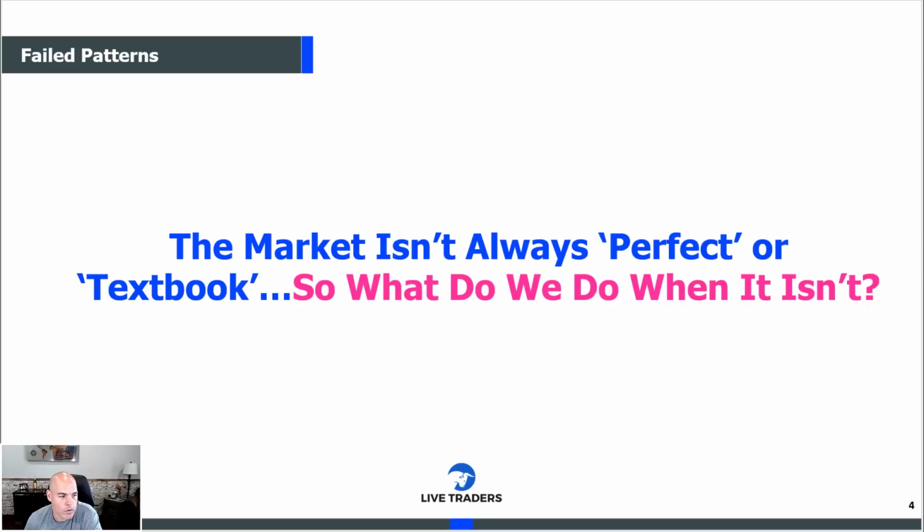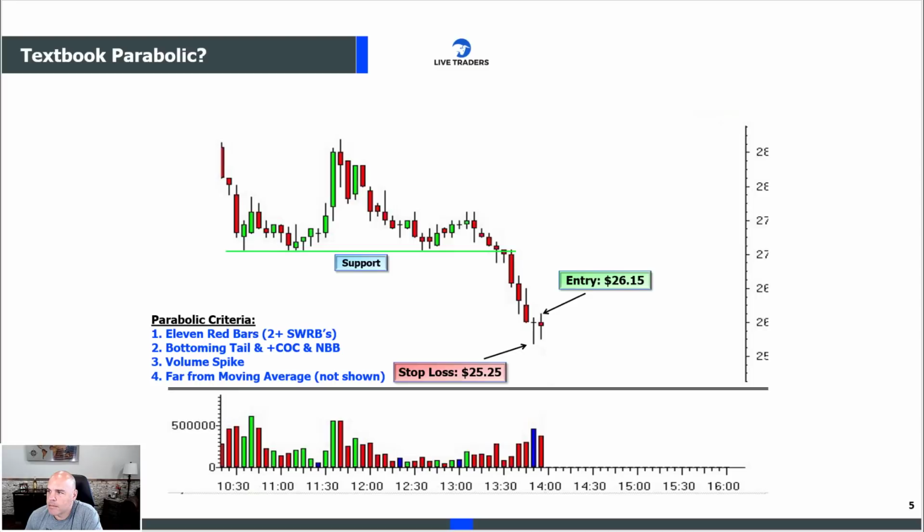All right. Textbook parabolic, right? You guys haven't seen this chart before because I haven't used this chart before. Let me hold on one second, guys. I want to add something here. All right. Hopefully that doesn't slow things down. I just added another recorder to this.